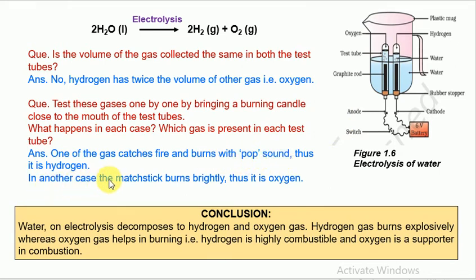And the other one is, the matchstick burns brightly. The candle or matchstick which you bring closer to it starts to burn brightly, and thus it is oxygen. So the conclusion of this activity is, water on electrolysis decomposes to hydrogen and oxygen gas. Hydrogen gas burns explosively, whereas oxygen gas helps in burning, that is, hydrogen is highly combustible and oxygen is a supporter of combustion.